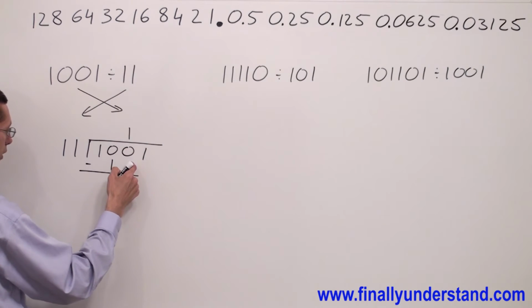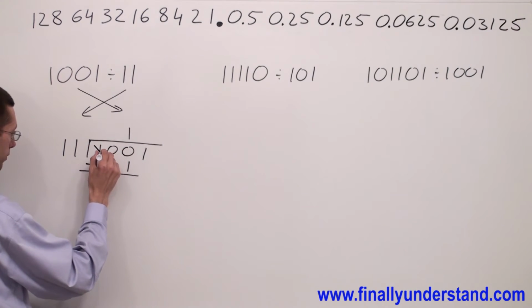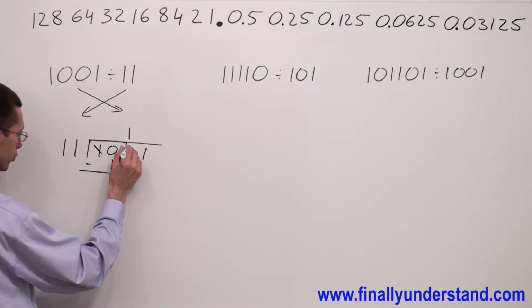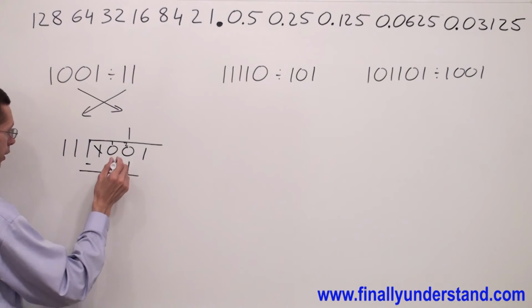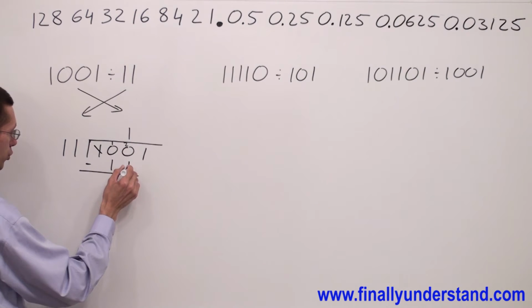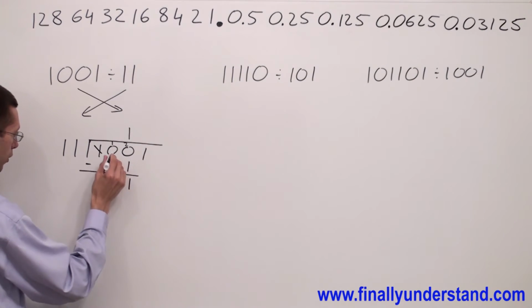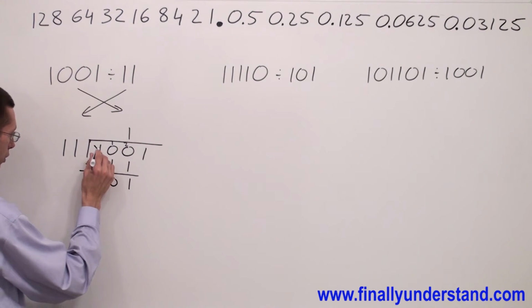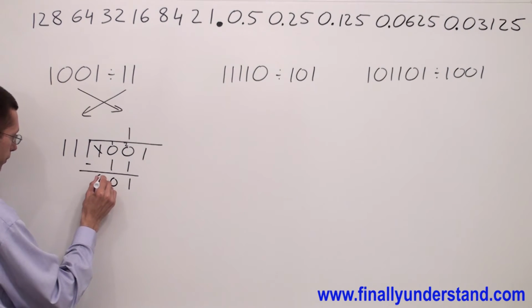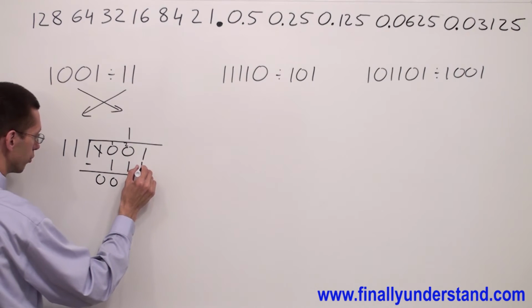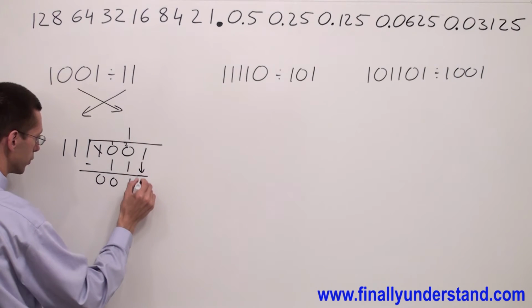I cannot subtract 1 from 0, that's why I have to borrow 1, and that 1 becomes 2 over here and 1 over here. 2 minus 1 gives me 1. 1 minus 1 gives me 0, and this is 0. Next, you're supposed to bring down this one.